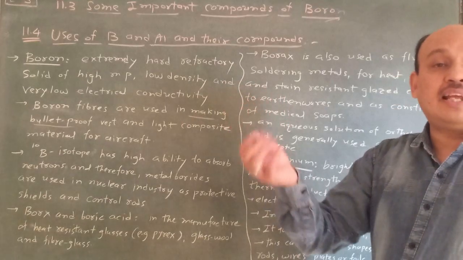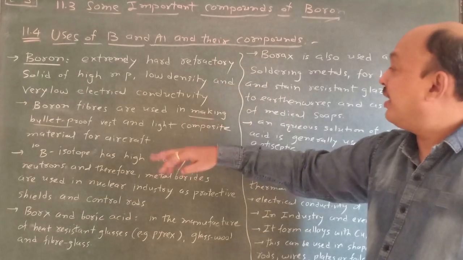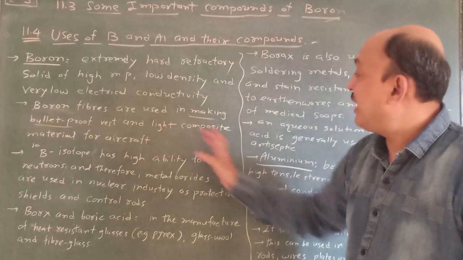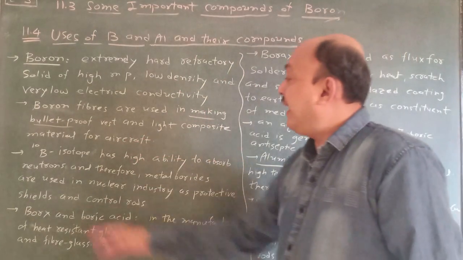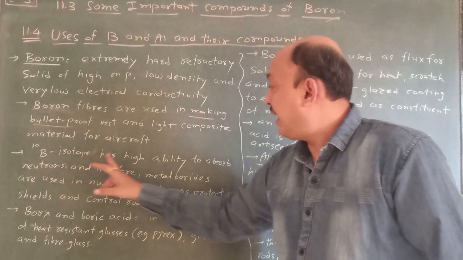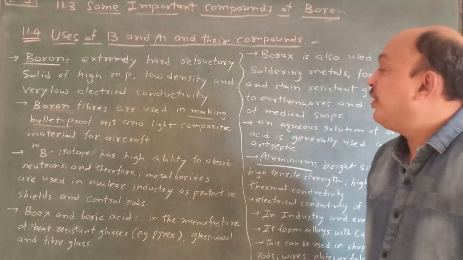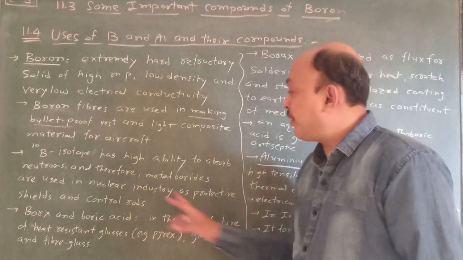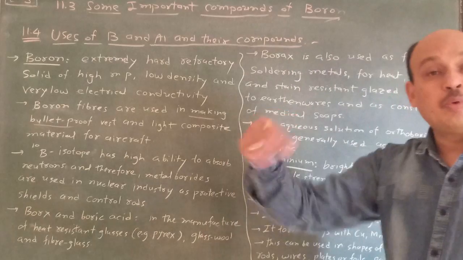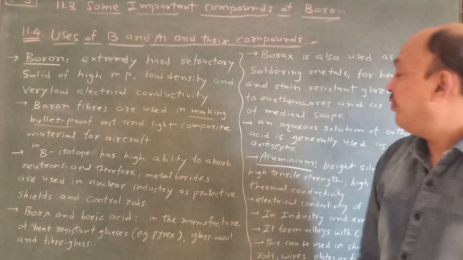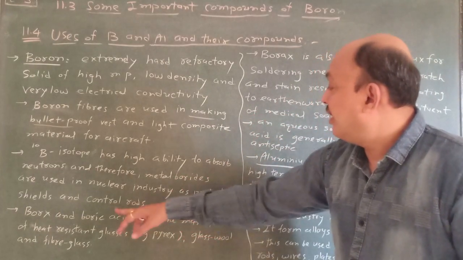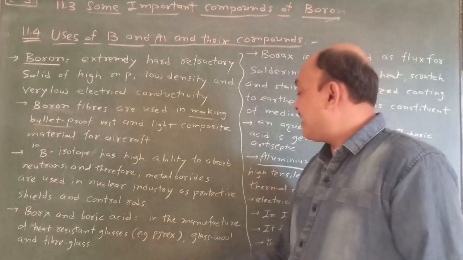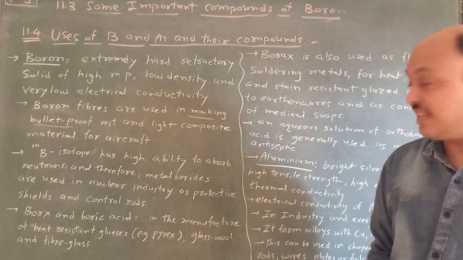In aircraft, light materials like certain metal plates are required, and at that time it's very important. The boron-10 isotope has a high ability to absorb neutrons, and therefore metal borides are used in the nuclear industry as protective shields and control rods. Boron rods are used as control rods in nuclear industries. Borax and boric acid are used in the manufacture of heat resistant glasses.